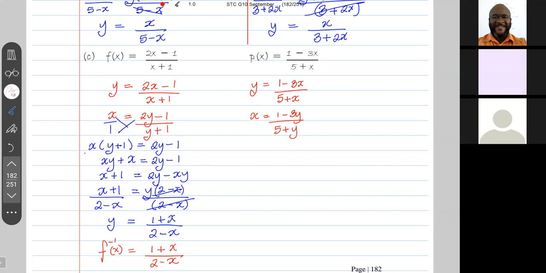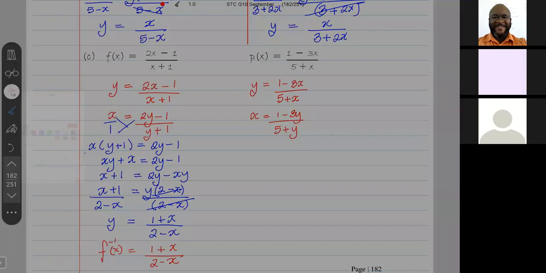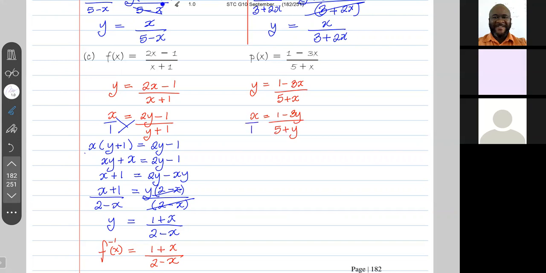Now, step 3 is to make y the subject again. So I'm going to get rid of the fractions. To get rid of fractions, in this case, I'm going to cross multiply. So it's x multiplied by 5 plus y is equal to 1 times 1 minus 3y, which is 1 minus 3y. I'm going to remove the brackets by applying distributive law. X times 5 is 5x. X times y is xy. And this is equal to 1 minus 3y.